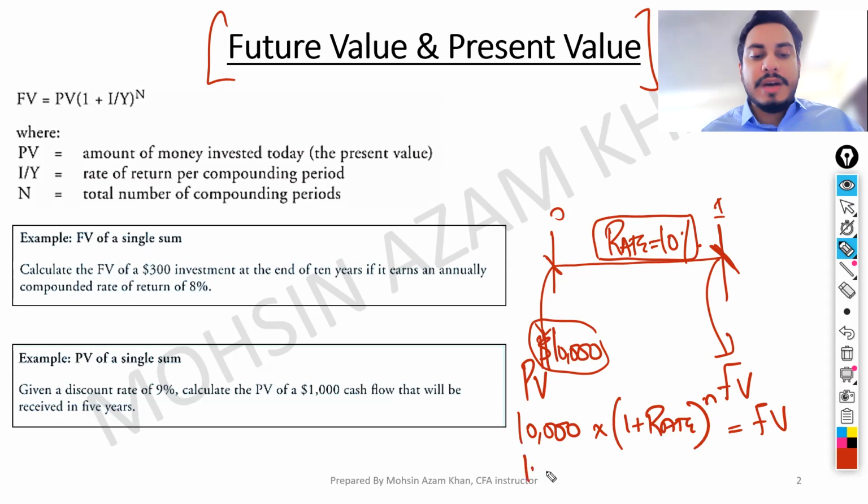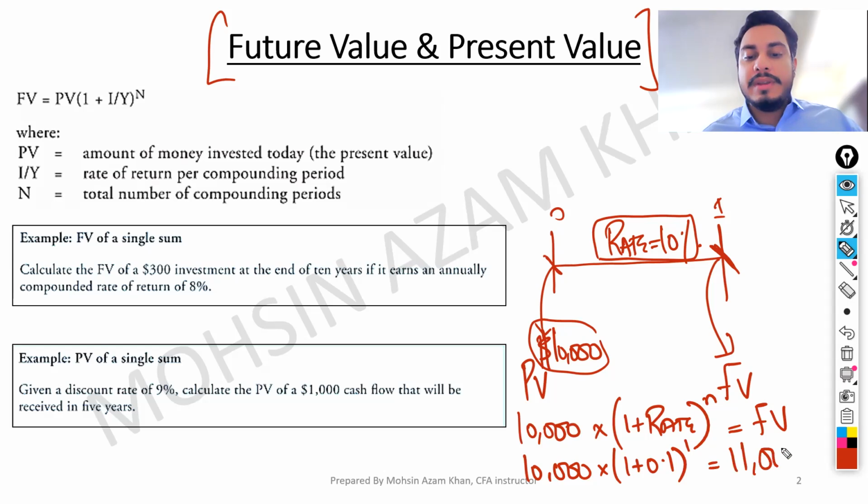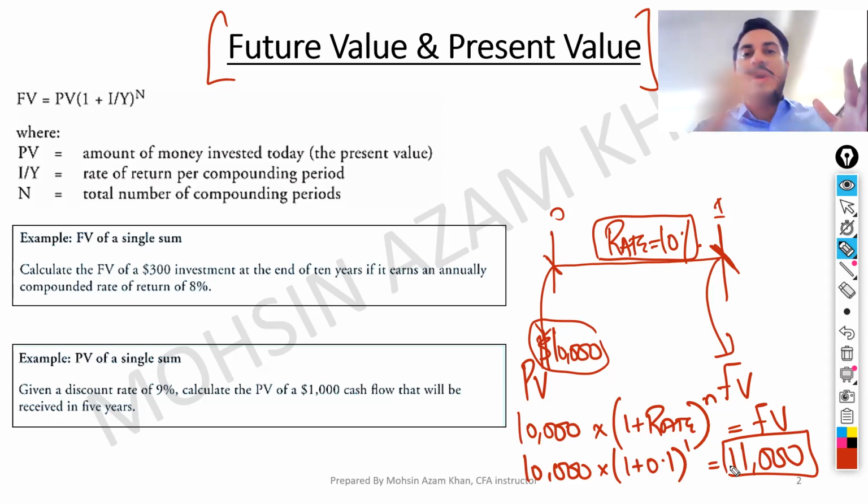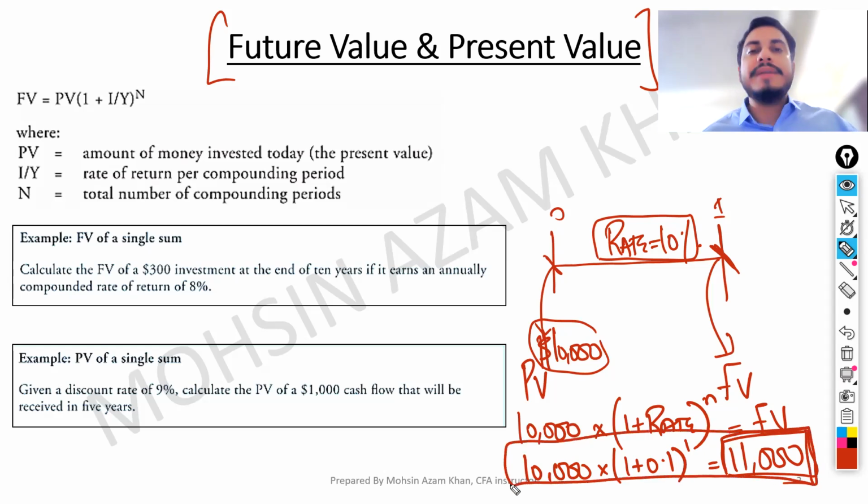So 10,000 into 1 plus 0.1, for 1 year I'm growing it. I'll get the future value, which will be 11,000. So by 10%, I've grown the amount. That is, I've increased the amount by 1,000. It was initially 10,000, 1,000 was the return. I added 1,000 to 10,000 and got 11,000. So I can use this formula to quickly get my future value or present value.